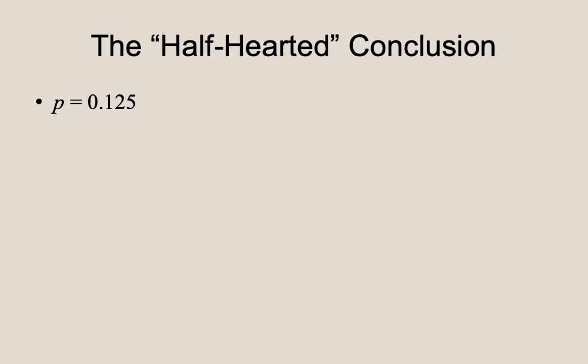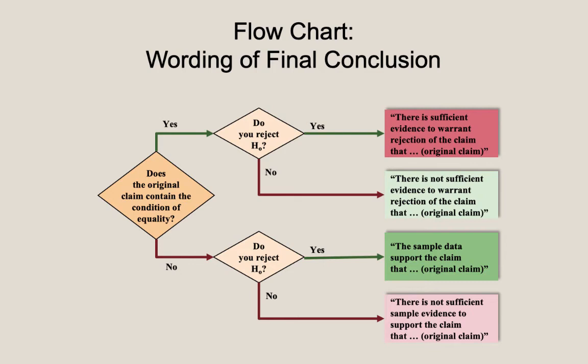But our null was that the proportions were equal, so we are not rejecting this. This is not the same thing as accepting it, but it is still better than rejecting it. So the researcher's claim might be true, or at least we haven't disproven the researcher's claim. So from the flowchart, does the original claim contain the condition of equality? Well, it was a bit convoluted, but yes, our claim was expressed in the null.